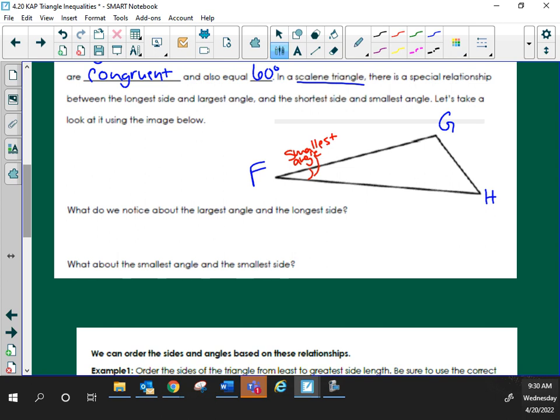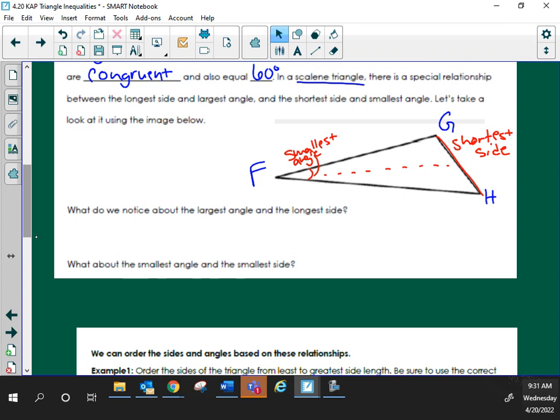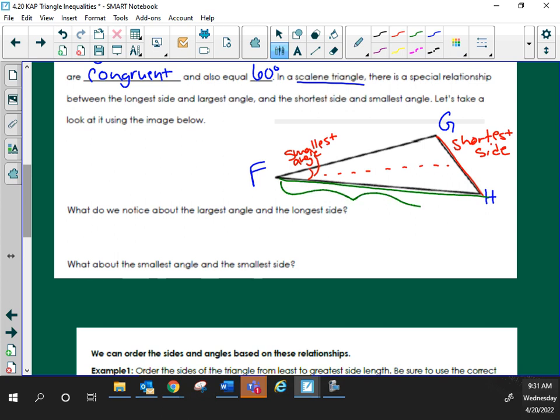Side GH, the one that it opens up to, the one that is across from it. This should be my shortest side. Now, I don't want to teach you bad habits of eyeballing things, but if you had to eyeball which one is the longest side, I would say FH is probably the longest side. I'm going to label this my longest side.